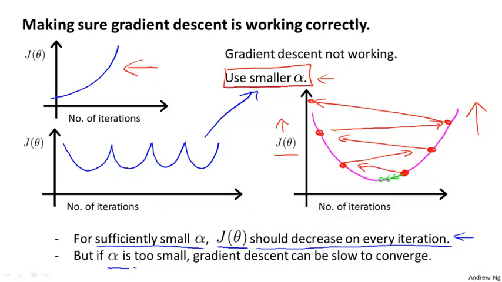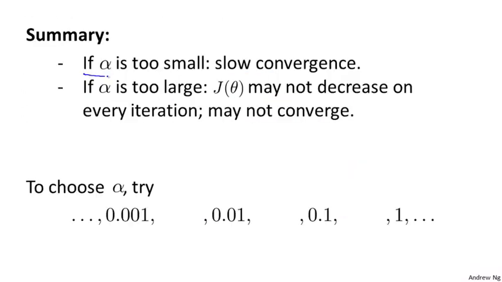But of course, you also don't want your learning rate to be too small, because if you do that, then gradient descent can be slow to converge. If alpha were too small, you might end up starting out here, say, and end up taking just minuscule baby steps, and taking a lot of iterations before you finally get to the minimum. So if alpha is too small, gradient descent can make very slow progress and be slow to converge. To summarize, if the learning rate is too small, you can have a slow convergence problem.